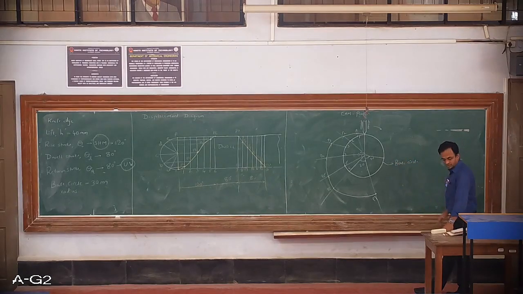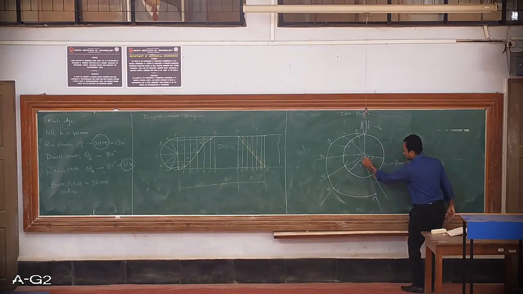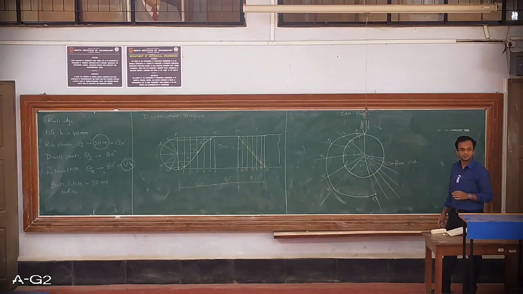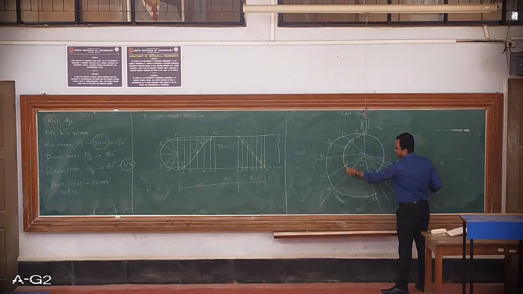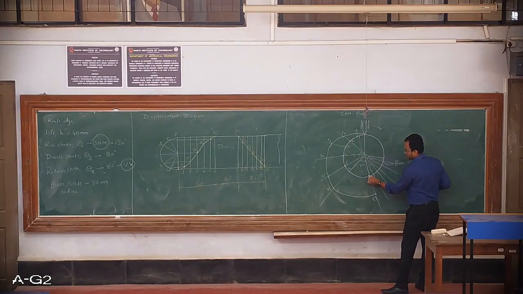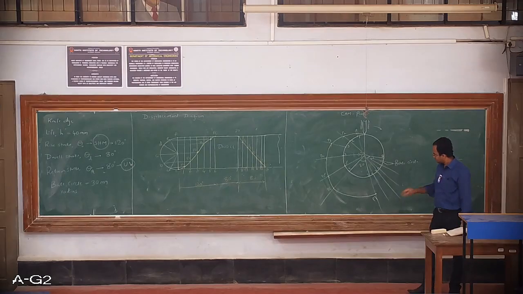The same procedure that you have done for the rise stroke, I am going to repeat. That means I'll divide this into 6 parts. Draw these radial lines. I'll continue with the numbering, that is 1 to 6 we are done. So this will be 7, 8, 9, 10, 11, 12, 13. Already I've got P7.